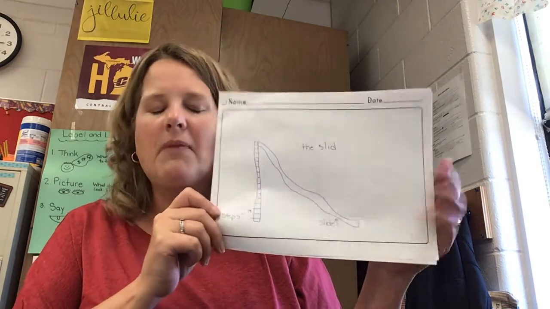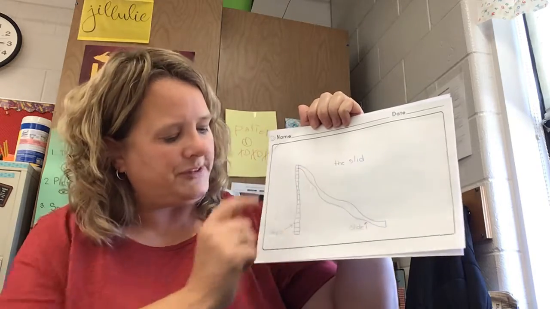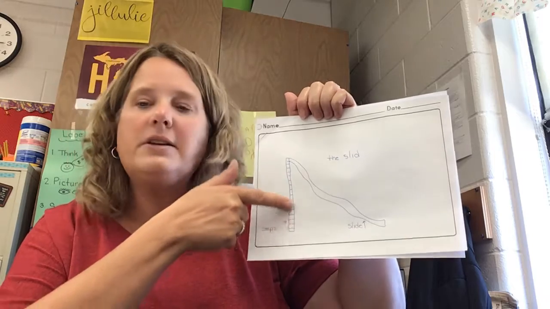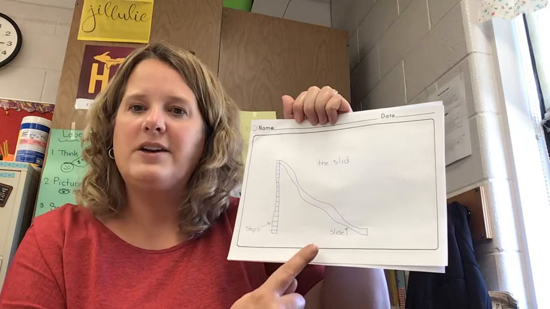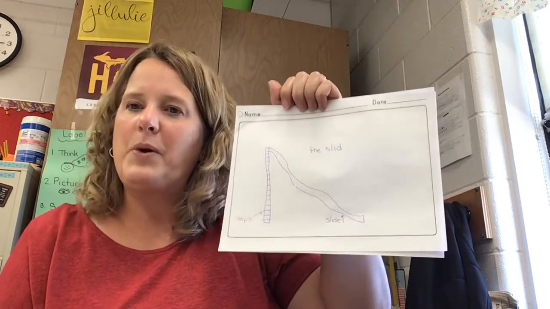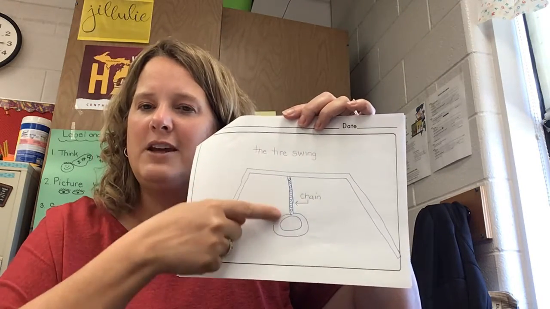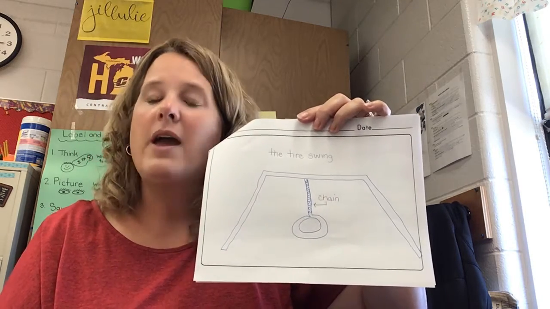Sometimes you might add a label. So this was my story about playground things, and I had the slide. I added a label here, steps, with an arrow to let my reader know these are the steps going up the slide. This is the slide. So I wrote slide and put an arrow for my label. The tire swing. This is the chain. So I wrote the word chain with an arrow to let my reader know exactly what part of the tire swing they're looking at.